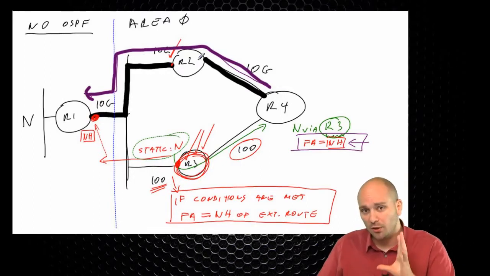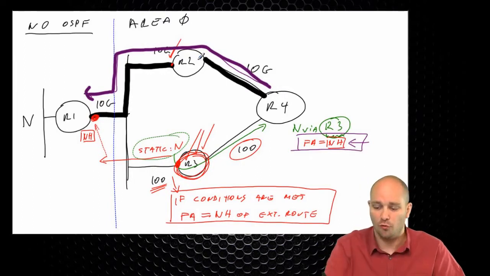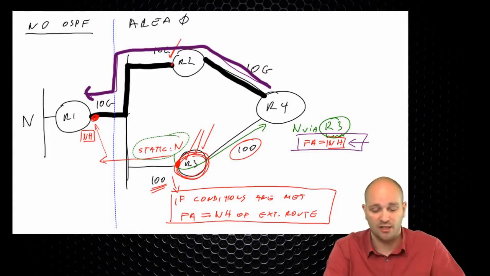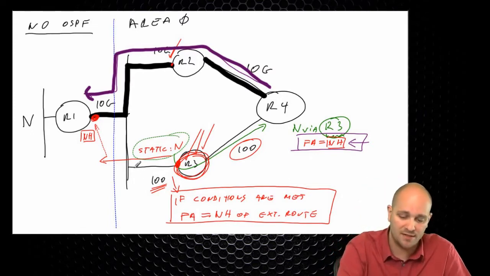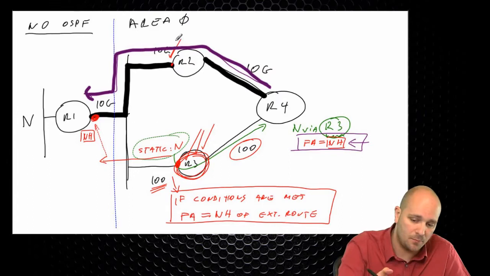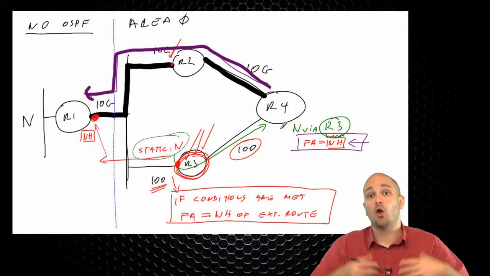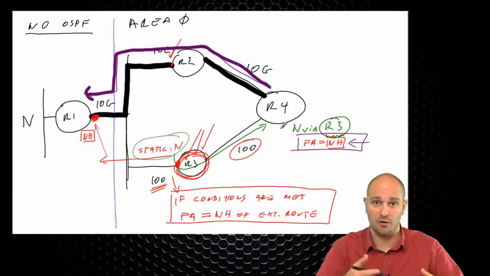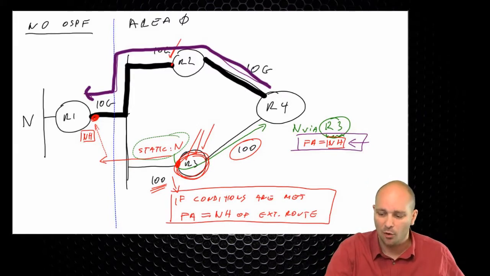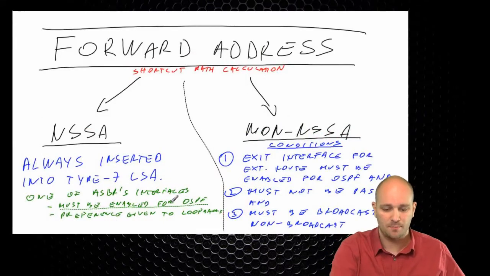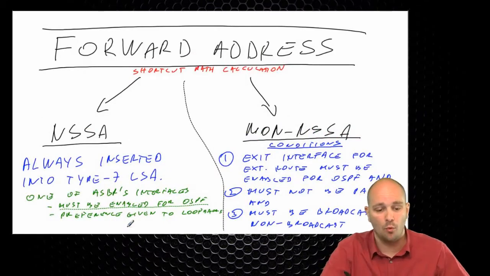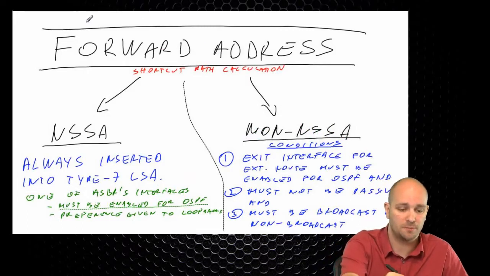So this is what the forwarding address can do for us. It can allow this shortcut in routing. It allows us to bypass the lower bandwidth paths in preference to higher bandwidth paths, or lower cost paths in comparison to higher cost paths. But all these conditions must be met. And there is one more crucial condition.